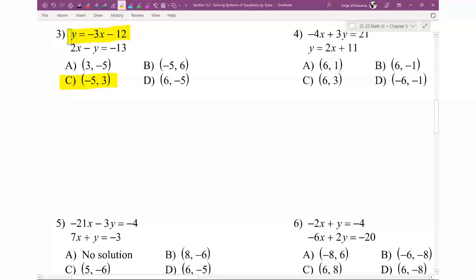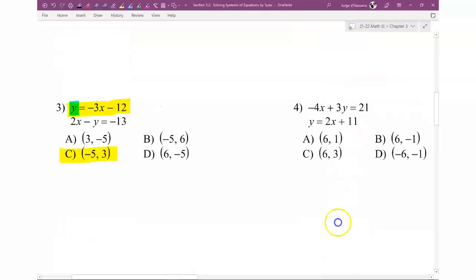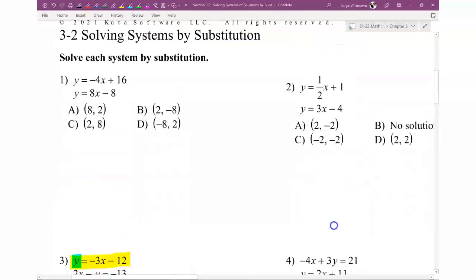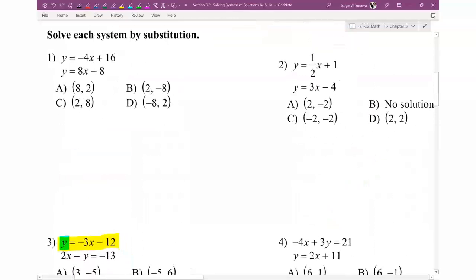That one was already solved for us. Look, there's the y value. Y equals, right? The ones that are considered easy are these. Look at how for number 1 it says y equals that and y equals that. They're both solved for y. Same for question number 2. Y equals half x plus 1 and y equals 3x minus 4. They already solved them both for y for me. So those are considered the easy ones.